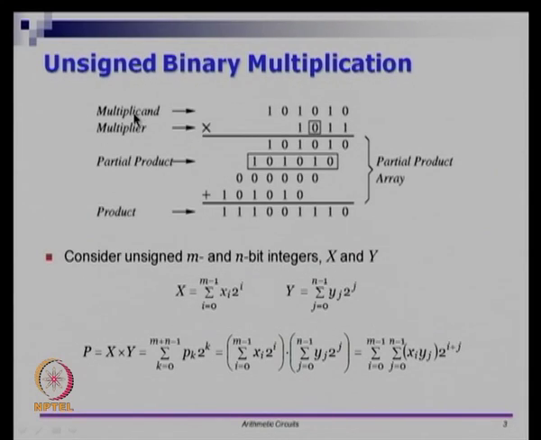So, we have what is called the multiplicand and multiplier. We have two numbers, multiplicand and multiplier. Multiplicand is the number to be multiplied with and multiplier is the number that we are multiplying.